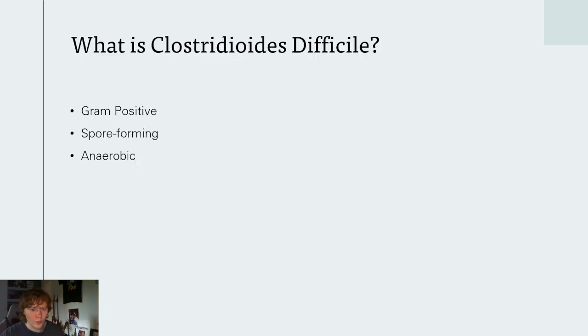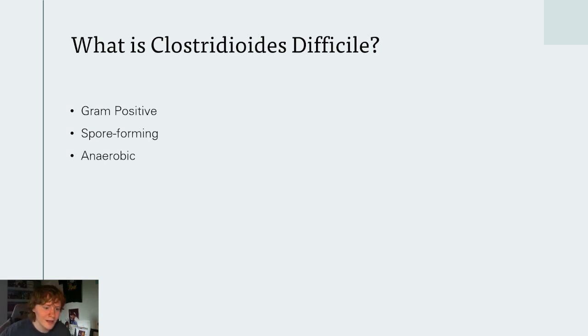So, what is Clostridioides difficile? It is commonly known as C. diff, and I'll probably just refer to it as C. diff because that is a long word. It is gram-positive, meaning that its peptidoglycan layer is thicker in its cell wall, and this causes the gram staining to stay purple throughout the entire process of gram staining. When you put the acetone on, it doesn't get rid of all of it.